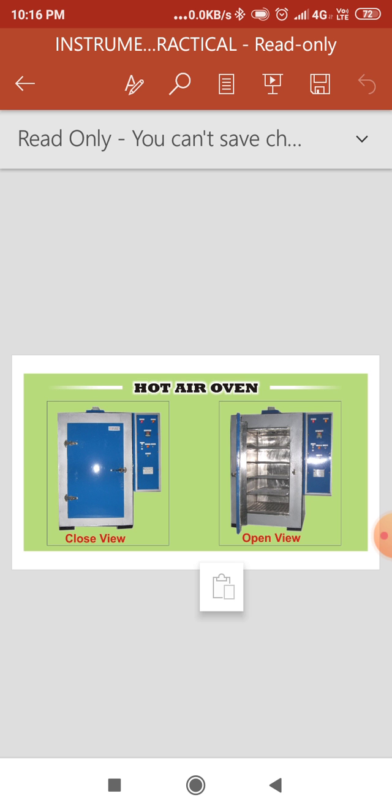So it consists of a metal rectangular box with a double door having insulated material, that is, it is made up of an asbestos coating. In it, a small fan is fitted at the top for uniform circulation of hot air, and a heater at the bottom.